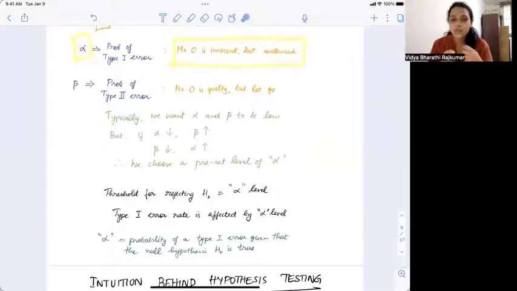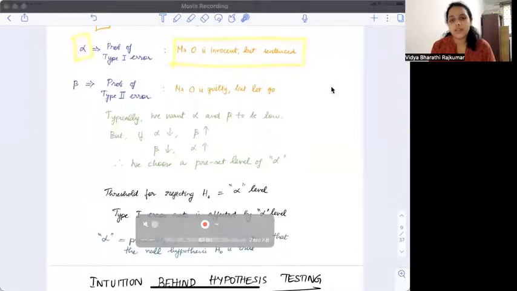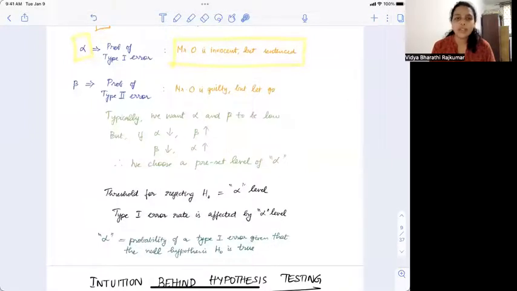And naturally, when you choose different values of alpha, the likelihood that you associate with type 1 error will also change. So I'll stop here, and in the next video, I'll take you through the graphical intuition behind hypothesis testing. And once you get these visual images right, the process of hypothesis testing will flow very smoothly. So I'll see you there.